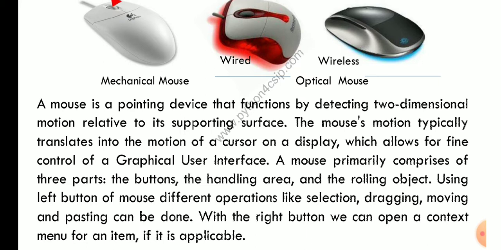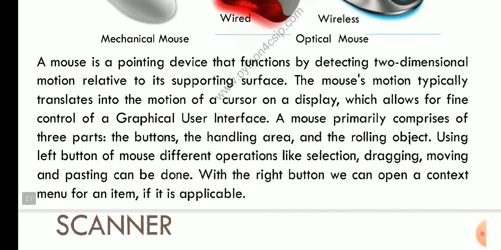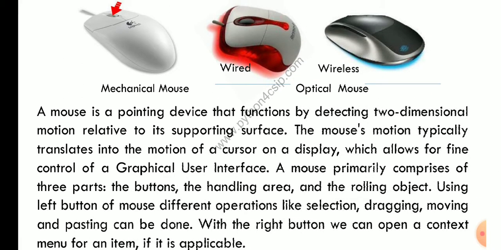Mouse consists of three different parts. One is the button, another is the handling area, and another is the rolling object. Using the left button of the mouse, we can perform different operations like selection, dragging, moving, and pasting. With the help of the right button, we will be opening something and launching something.